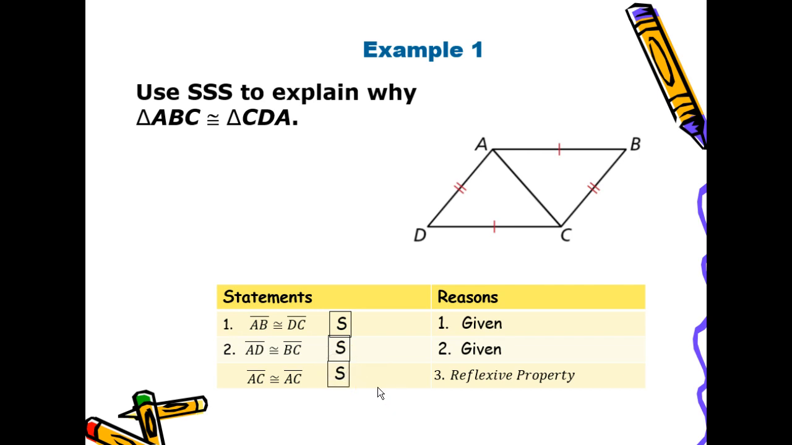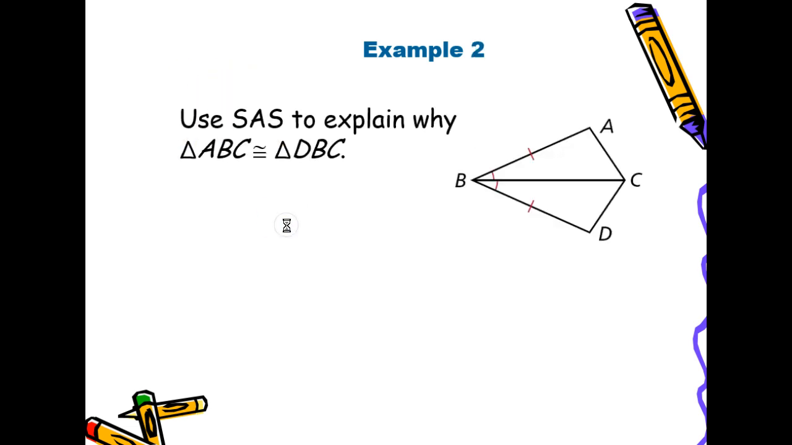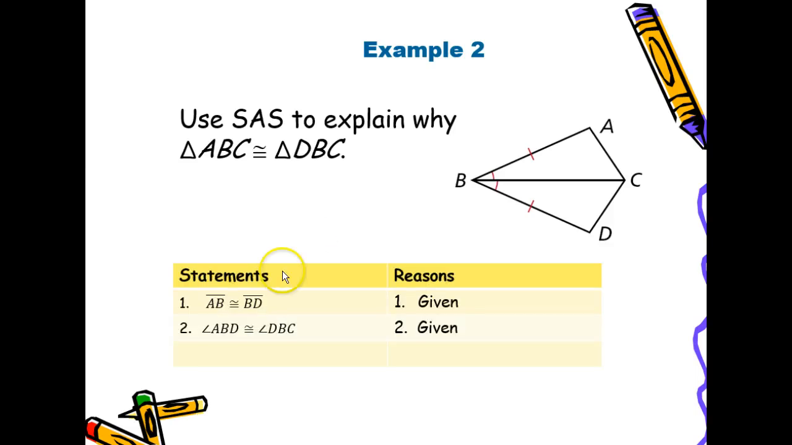Okay, obviously those triangles are congruent by SSS, and that's what they told me to prove. Next one is to use SAS to explain why they're congruent. Similarly, we list both givens. This time we're marking a segment congruent to another segment, so those are segments or sides. We also have this little arc mark here, congruent to this little arc mark here. So I write out my congruent angles and put an A there.